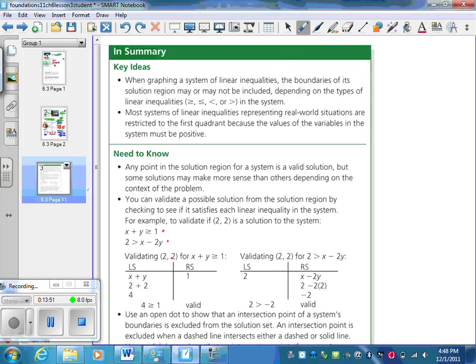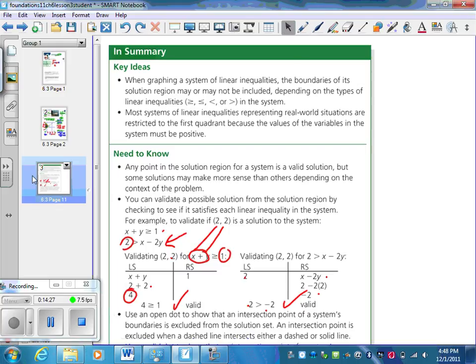What we do is we sub in on the left-hand side, x plus y, equals 1. So we sub in, we said x was 2, y is 2, 2 plus 2 is 4. And then the right-hand side is 1. Well, is 4 greater than or equal to 1? You bet. Now we're doing the second inequality here. We're subbing in 2, 2. So the left-hand side is always 2. The right-hand side is x minus 2y. 2 minus 2 times 2. 2 minus 4 is negative 2. Is 2 greater than negative 2? You bet. So we have validated that.